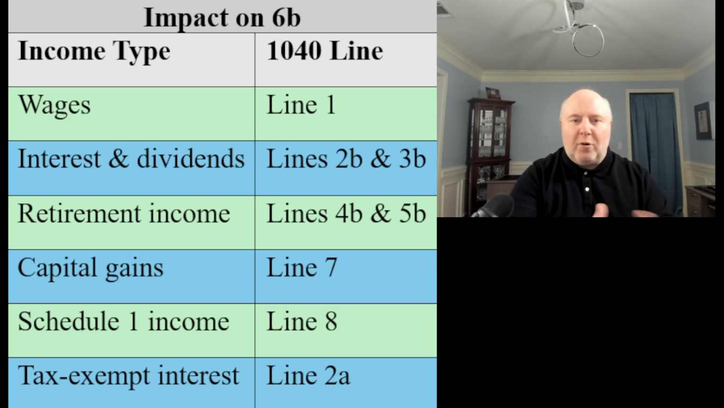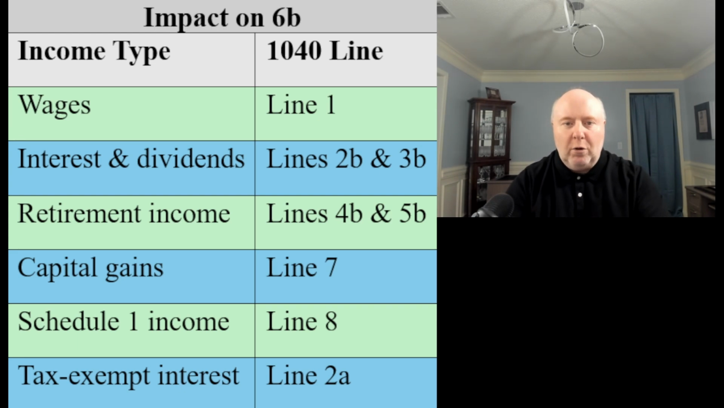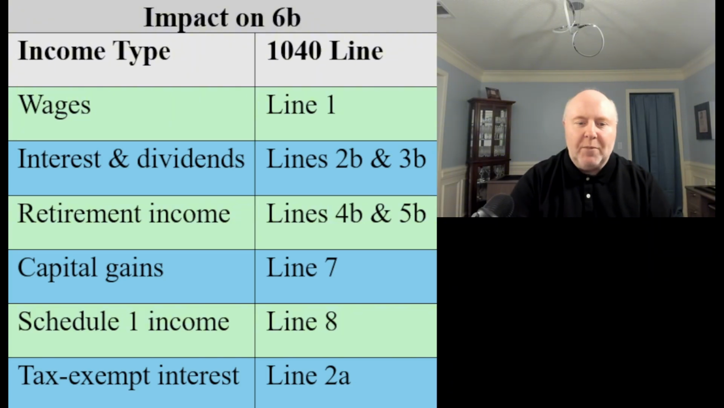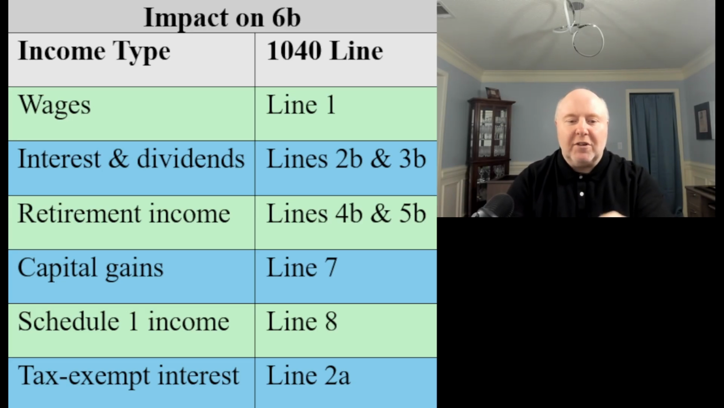So in 3A, we had the qualified dividends, which are going to be taxed at a different tax rate, but 3B included all of our dividends. So we're using 3B, the entire amount of our dividends. Retirement income. Remember in 4A, that's the one where we're saying it's not taxable. 4B is the one that we're saying that portion is taxable. We include 4B. Same thing with line 5 when we're getting to pensions and annuities. We include 5B. Now we're dealing with 6 here on this video, so I did not include 6 on this table because we're trying to figure out what the impact is on line 6B. And then we go to capital gains, line 7, Schedule 1 income, line 8, and then we add back our tax-exempt interest in line 2A.